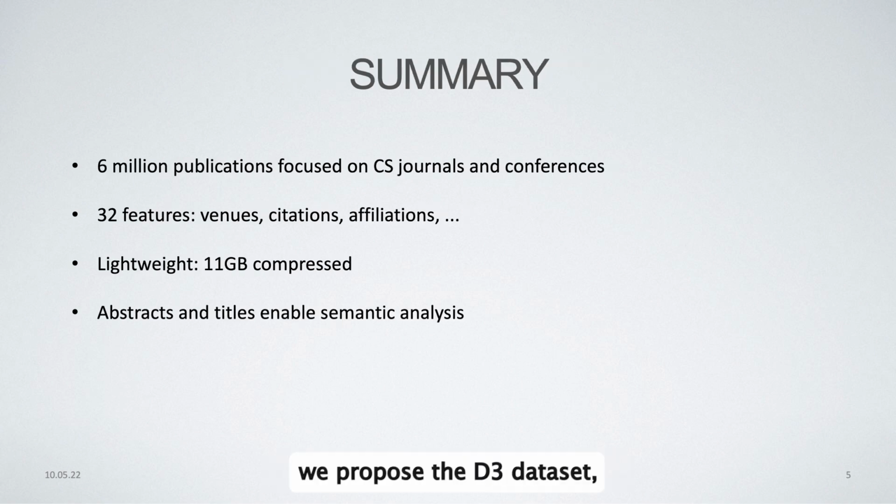For example, regarding the content or the location bias or author gender, venues, and many more. So to summarize, we propose the D3 dataset, which has more than 6 million entries and is focused specifically on computer science research. D3 has 32 unique features and has a very lightweight format, is accessible, and we also include abstracts in addition to titles, at least for the openly available papers, to enable a semantic analysis.